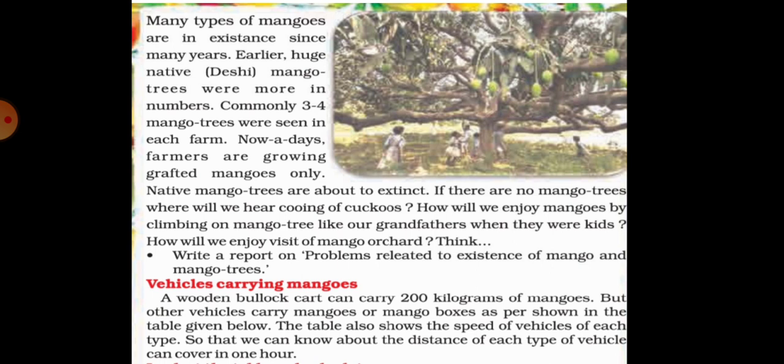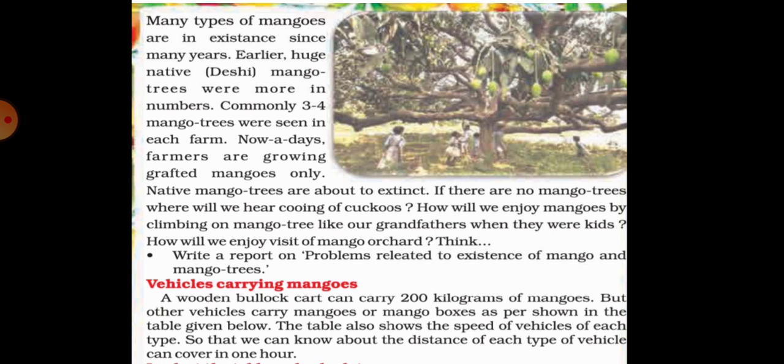Nowadays, mango trees are going to reduce. So the questions are, how can we hear the cooing of cuckoos, and how will we enjoy the mangoes by climbing on trees? We have to think about such questions. How can we enjoy as our grandfathers did when they were kids?